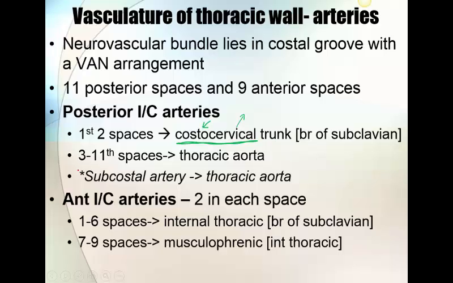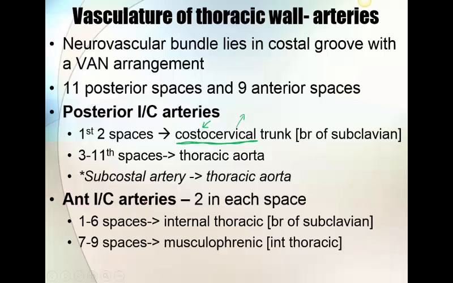So in the first two spaces, the posterior intercostal arteries arise from a branch of the subclavian called the costocervical trunk. In the remaining spaces, that means third to the 11th space, the branches come off from the thoracic aorta, which is what I showed you in that slide a couple of slides back. So from third to 11th space, they arise from the thoracic aorta. And below the 12th rib, there is no space. The artery there is called the subcostal artery, and that also arises from the thoracic aorta.